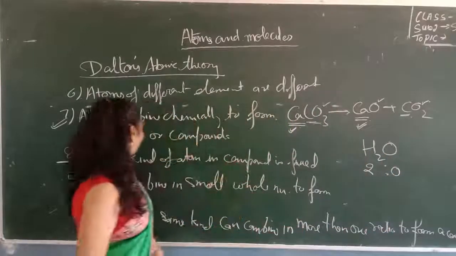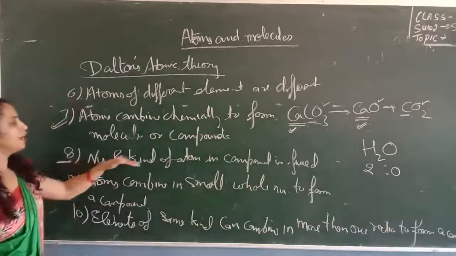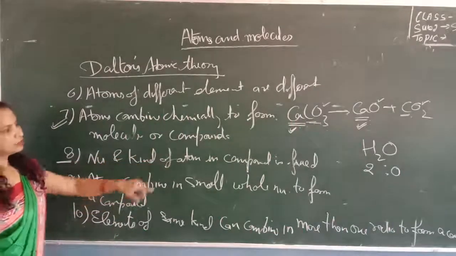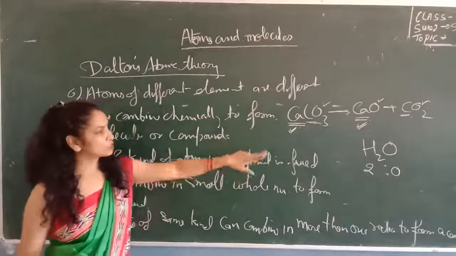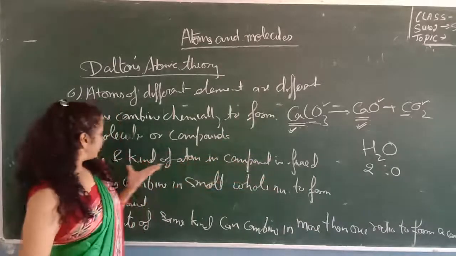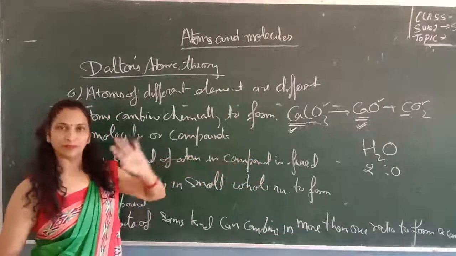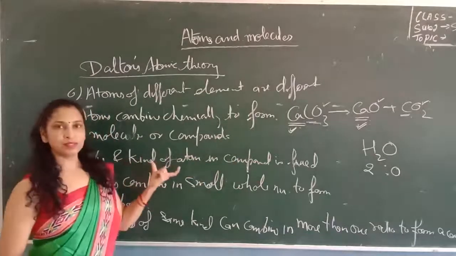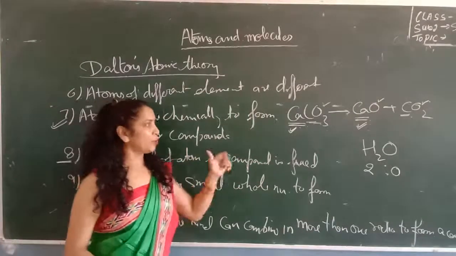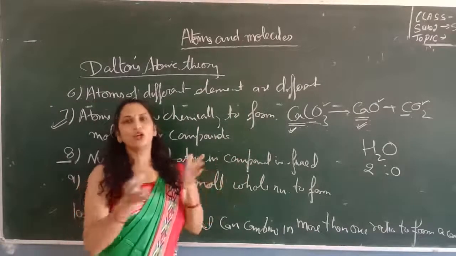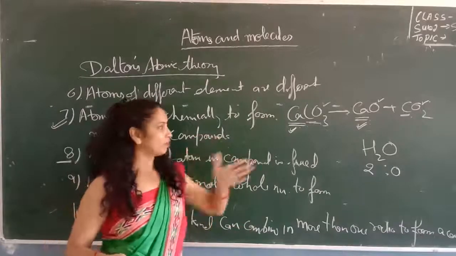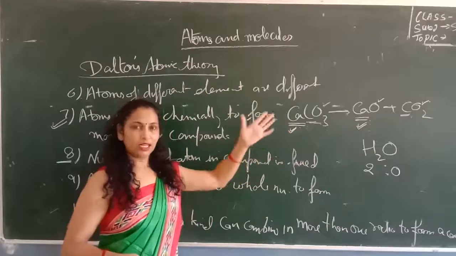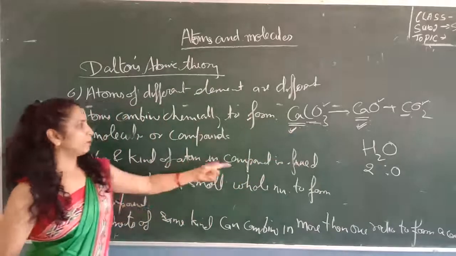According to Dalton, the number of hydrogen atoms should always be 2, and oxygen is 1. So according to his theory, the number of atoms will be the same. And the kind of atoms means that if we are taking hydrogen and oxygen in the water molecule, it cannot be changed. We can't take carbon in the place of hydrogen. The number and the kind of atoms in a compound is fixed.